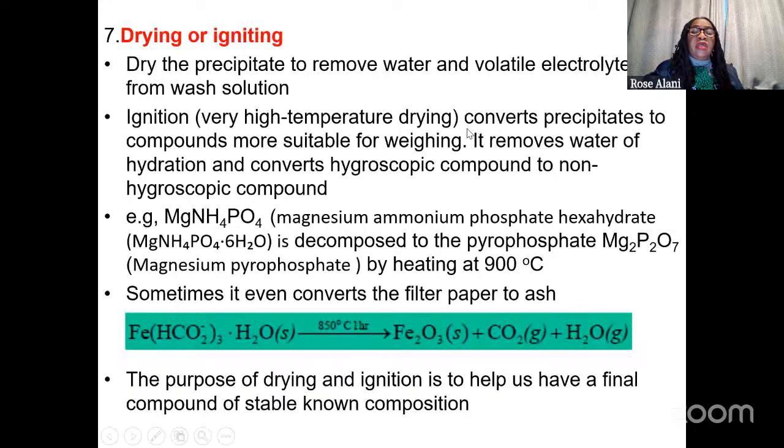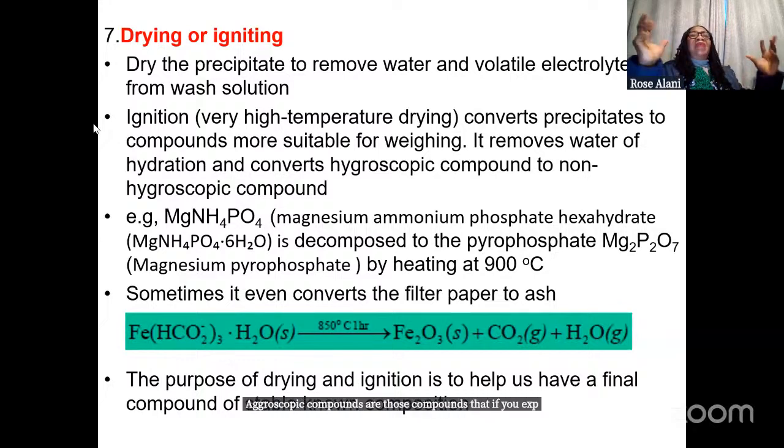Okay. The drying and igniting. Dry the precipitate to remove water and volatile electrolytes from the solvents that you used in washing. The ignition removes water of hydration and converts hygroscopic compounds to non-hygroscopic compounds. Hygroscopic compounds are those compounds that if you expose them, they will absorb water.